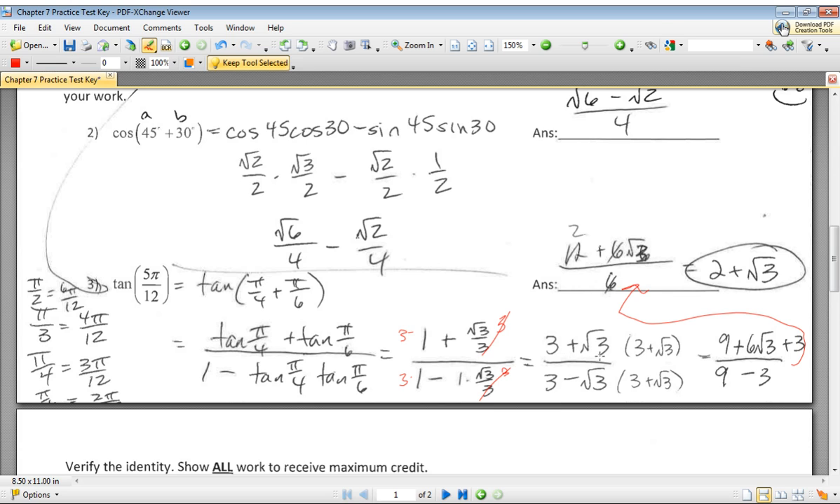Up on the top, you're going to have to FOIL. So 3 times 3 is 9. We'll have radical 3 times 3 and 3 times radical 3, which will be 3 radical 3 plus 3 radical 3, which will be 6 radical 3. Radical 3 times radical 3 is 3. So we'll get 12 plus 6 radical 3 over 6. And we could take 6 out of all of the outside numbers. So we will end up with 2 plus radical 3.